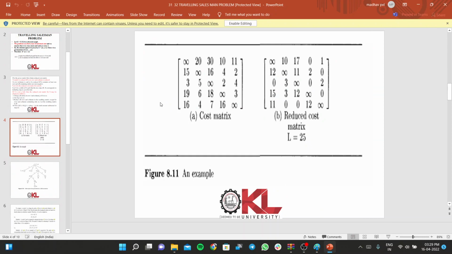In this travelling salesman problem, it is very easy to remember the method, but implementing that method in an exam is a very big task. Here we can see this cost matrix, and this is the reduced cost matrix. So what is this cost matrix and what is this reduced? We will see it now.